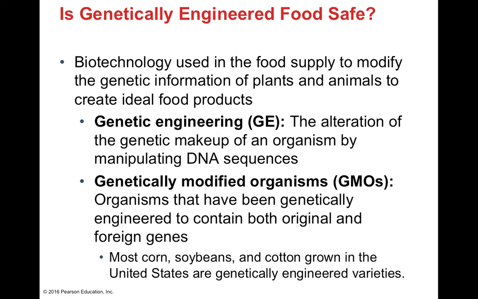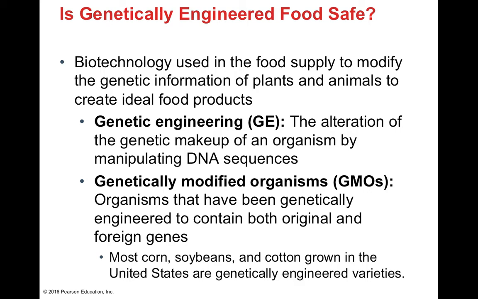All right, so let's talk about genetic engineering for a little bit. Genetic engineering doesn't make a food more or less safe. Genetic engineering is a tool that changes the genetics, and depending on what you change, you can make things more or less safe. So it's a way in which we use biotechnology to modify food in the food supply, to change the genetic information of particular plants and animals to create food products that are going to be ideal for food consumption. Right? And we can do this at two different levels.